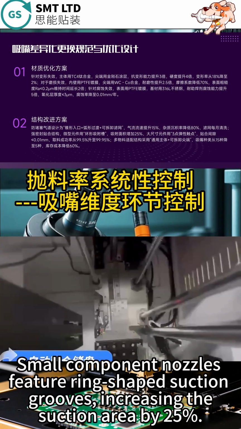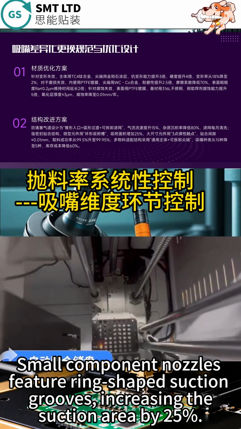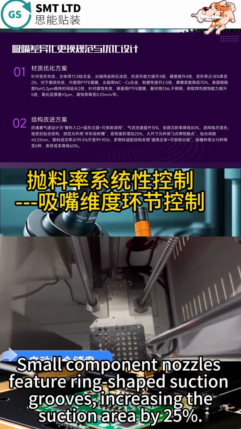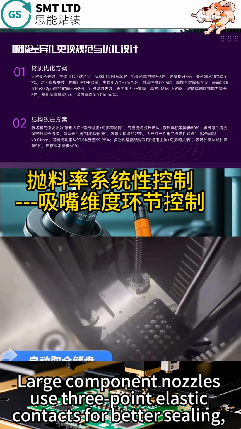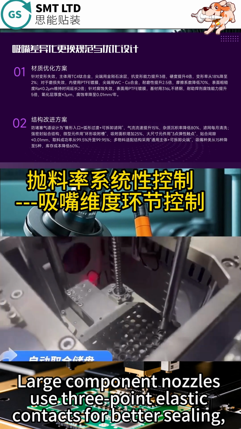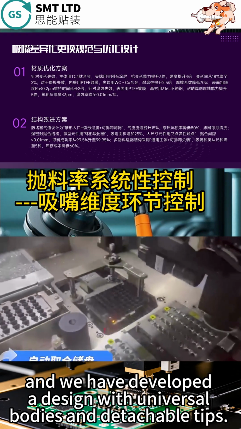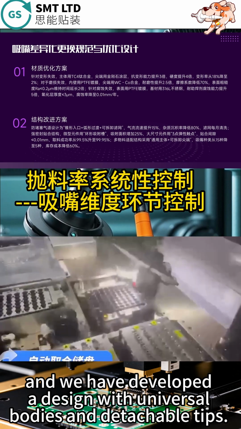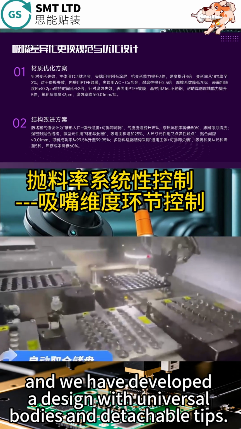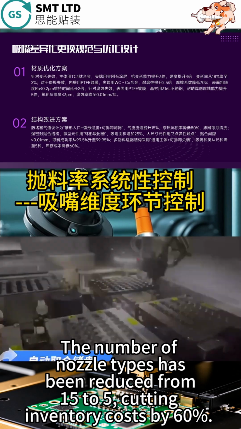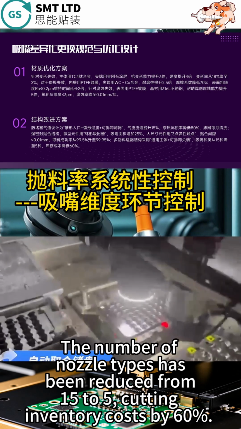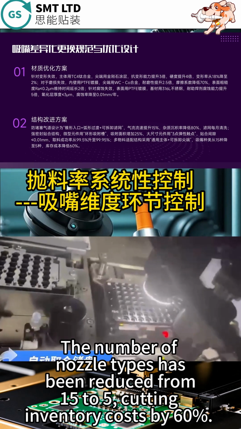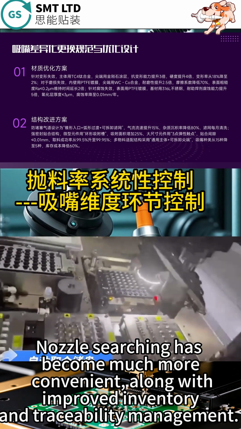Small component nozzles feature ring-shaped suction grooves, increasing the suction area by 25%. Large component nozzles use 3-point elastic contacts for better sealing. And we have developed a design with universal bodies and detachable tips. The number of nozzle types has been reduced from 15 to 5, cutting inventory costs by 60%. Nozzle searching has become much more convenient.